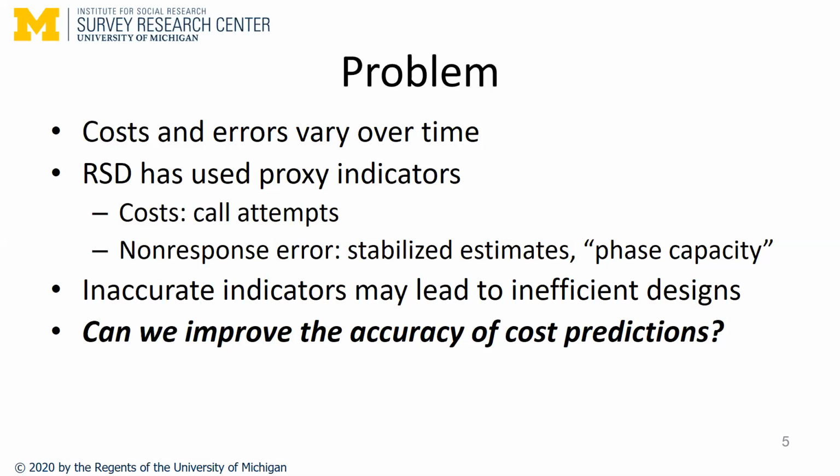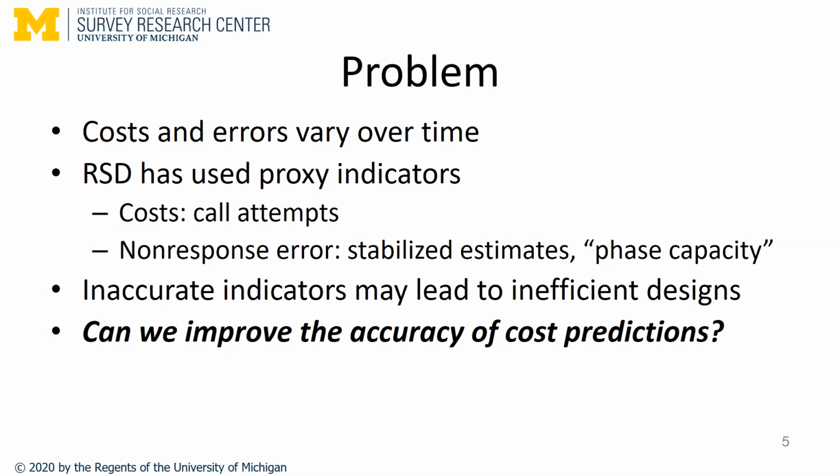Traditionally, responsive survey design has used proxy indicators for both of those. Costs are often measured through a proxy indicator such as call attempts, the number of call attempts it requires to complete a case. And non-response error is judged, for example, by looking at the stabilization of estimates. If a phase has stopped changing an estimate, then it's said to have reached its phase capacity. And maybe another phase would bring in a different kind of respondent and might help address non-response error.